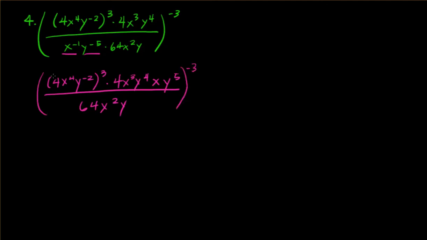So let's go ahead and now look at it. Now we need to take care of this parentheses, okay? The parentheses that is right here, okay? So I'm going to take this 3 and I'm going to distribute it through. So I have 4 to the third, okay, x to the 12th, y to the negative 6, times, I'm just going to go ahead and rewrite y to the 4th, x, y to the 5th, over 64 x to the 2nd, y.